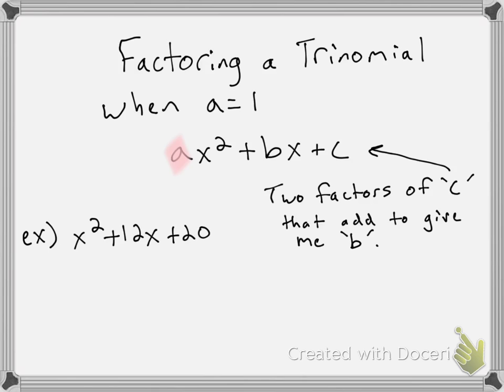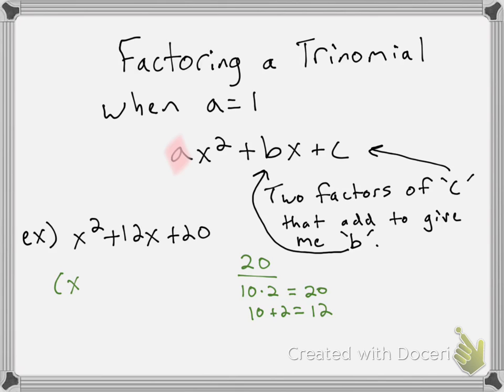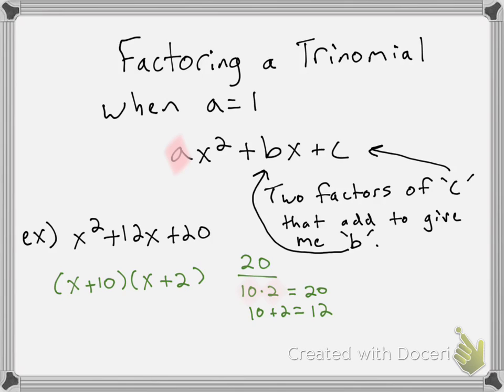Okay, so for this first example, c is 20, so I need two factors of 20 that add to give me 12. Well, this case is pretty easy. That will be 10 times 2. 10 times 2 gives me 20. 10 plus 2 gives me 12. So whenever I factor a trinomial, my answer will be two binomials. So I'll have x, x, and what goes inside my two binomials will be 10 and 2, because they add to give me 12, b, and they multiply to give me 20, which is c.